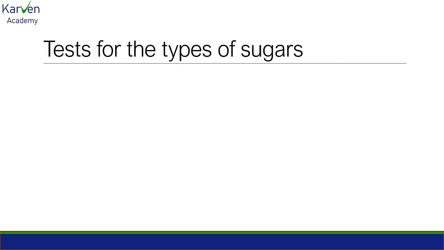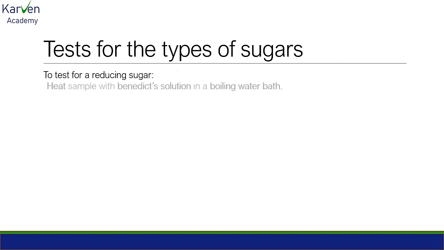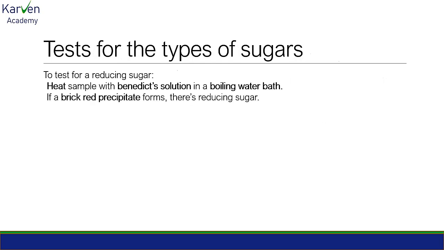So the tests for these types of sugars are as follows. Heat the sample with a Benedict solution in a boiling water bath, and if a brick red precipitate forms, there's a reducing sugar. And add a Benedict solution to make sure all sugar has reacted. This third point is not often asked in exam questions, but for a three-marker question, it is best to put this as the third point.